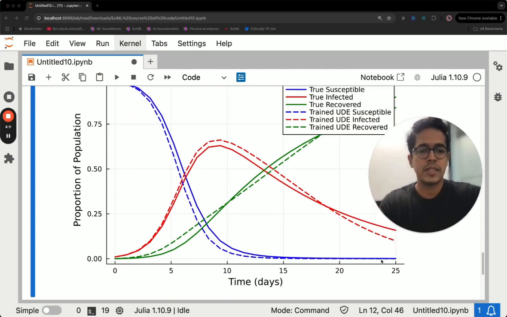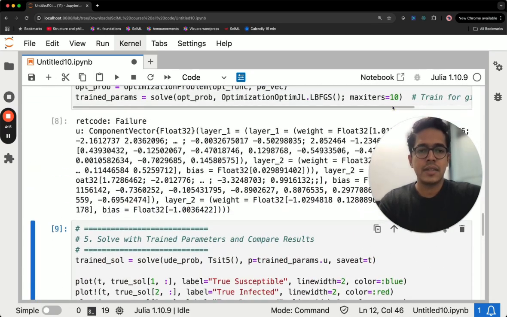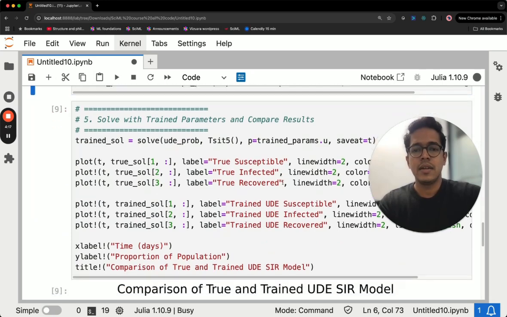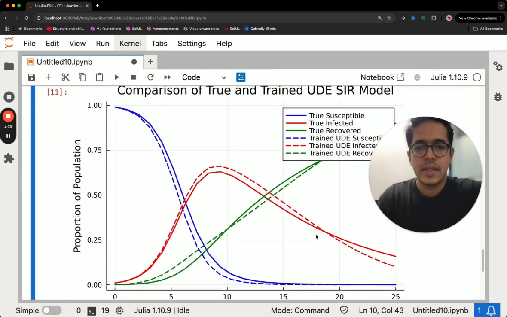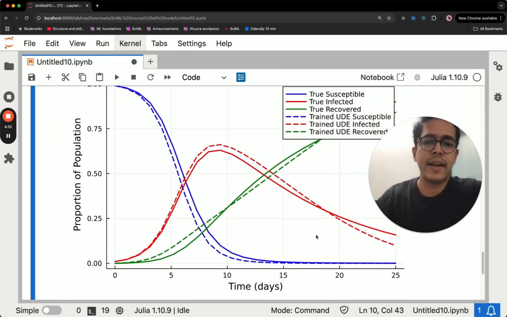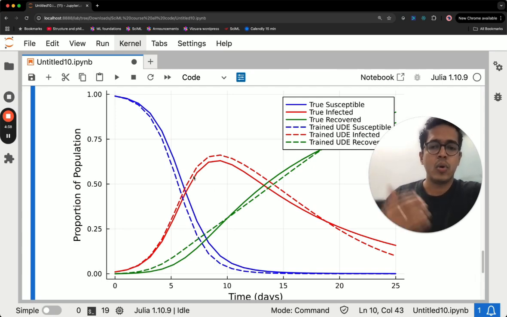So number of days, please note it's still 25. Now I'm going to try 20 iterations. Hopefully that will be even better. And if this works really well, then we can try to make an extrapolation. So this is the result. It's not significantly different from 10 iterations. Pretty much similar. The dotted lines are the predicted value of SIR. The bold lines are the actual SIR ground truth values.